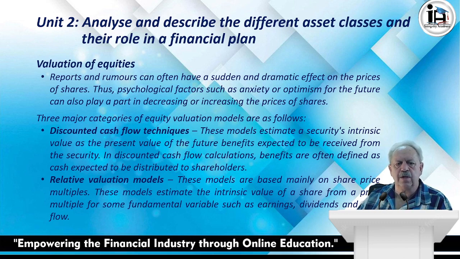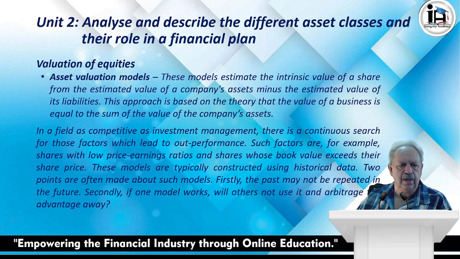In the discounted cash flow calculation, benefits are often defined as cash expected to be distributed to shareholders. Then you get your relative valuation models. These models are based mainly on share price multiples. These models estimate the intrinsic value of a share from a price multiple for some fundamental variables such as earnings, dividends, and cash flows. And then you get your asset valuation models.